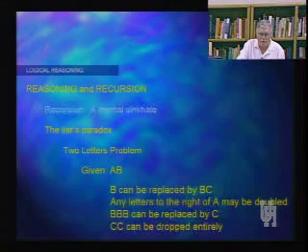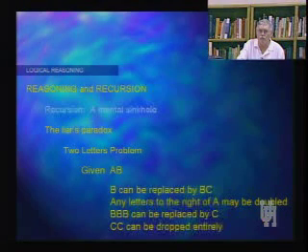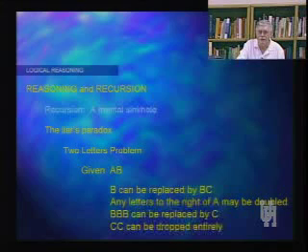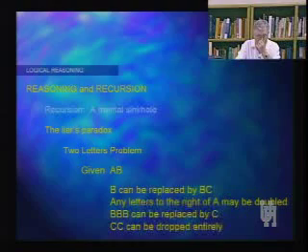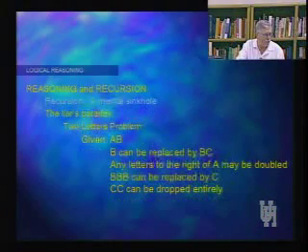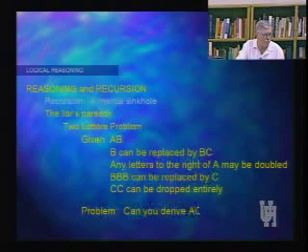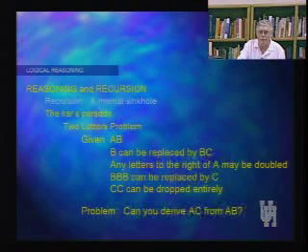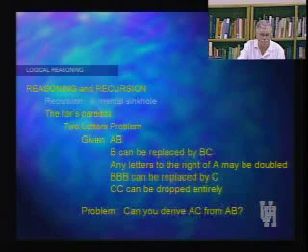BBB can be replaced by C. So if we find a situation where we get BBB, we could then make a C. And the final rule is CC can be dropped entirely. So if we ever get two C's together, we can essentially delete them. And the challenge is, can you derive AC from AB given those limiting conditions?